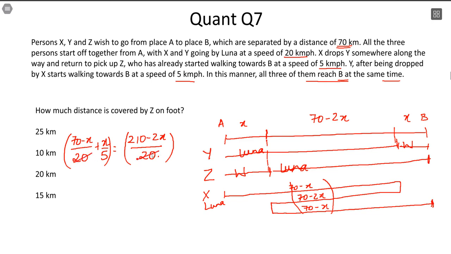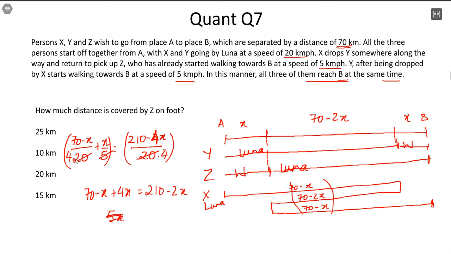First thing I'll do is I'll cancel the denominators by 5. So I get 4 here, I get 4 here. So I have 70 minus X plus 4X is equal to 210 minus 2X, or 3X... sorry, this is not 210 minus, this is 4X, this is 4X. Okay.